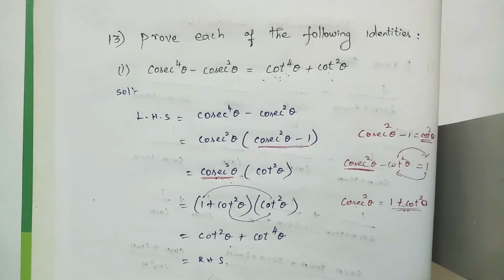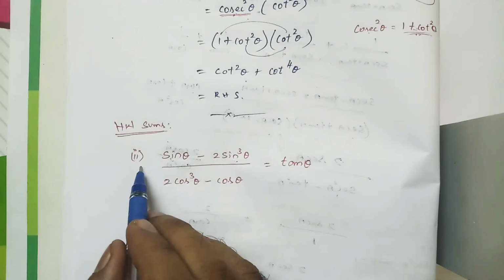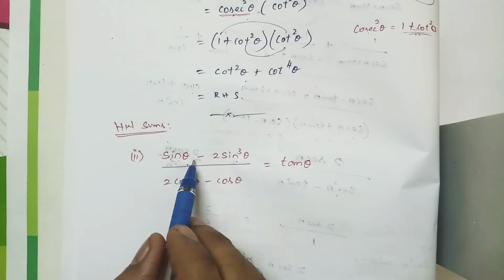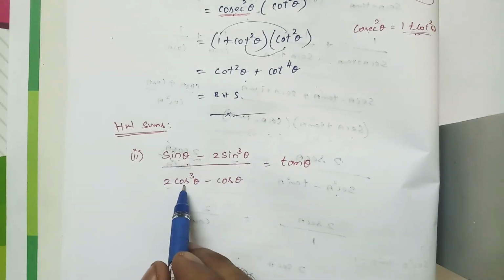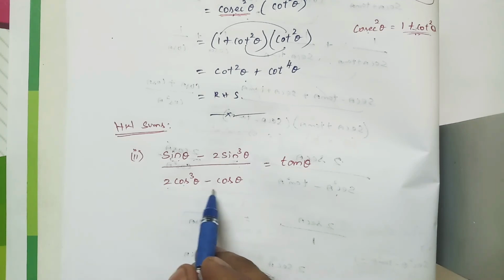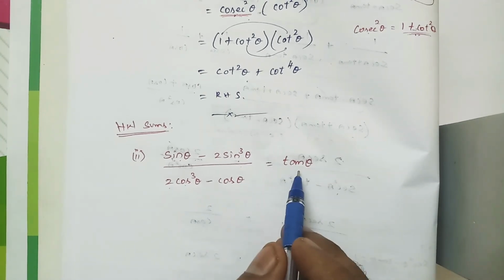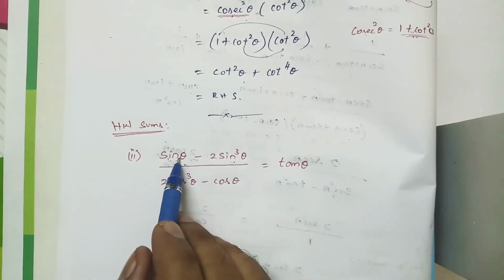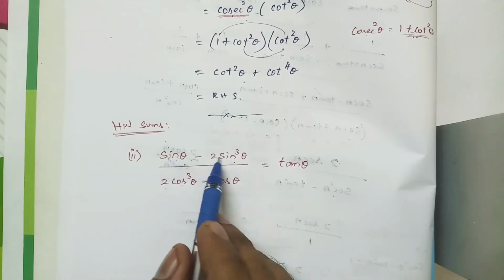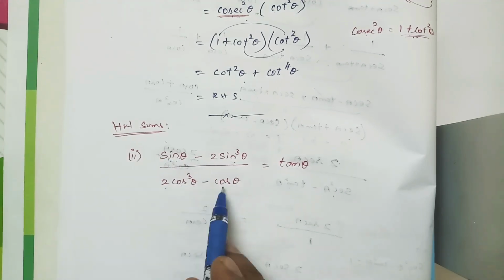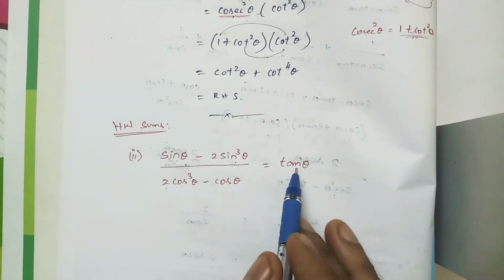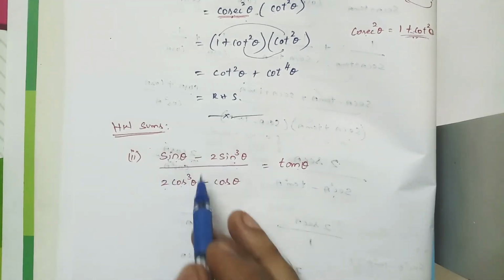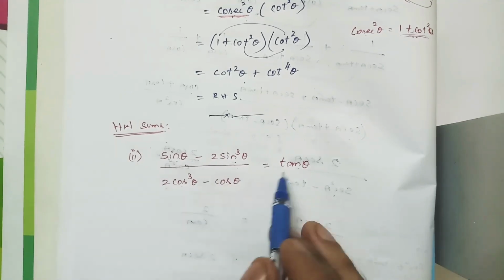Just note down your homework sum. Second subdivision: prove that sin theta minus 2 sin cube theta divided by 2 cos cube theta minus cos theta is equal to tan theta, right? See the numerator, sin theta and sin cube theta. So what is the common term? Sin theta. Just take it commonly outside. Here in the denominator, cos theta, taking commonly outside. So sin by cos is equal to tan. While cancelling these two, we'll get sin by cos is equal to tan.